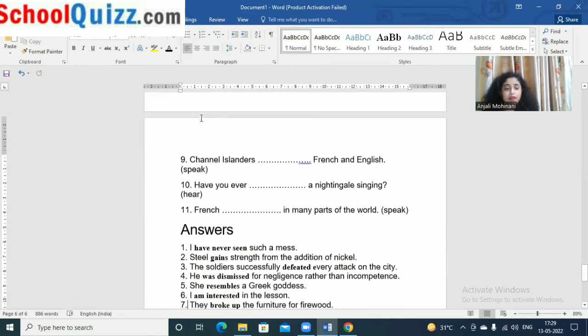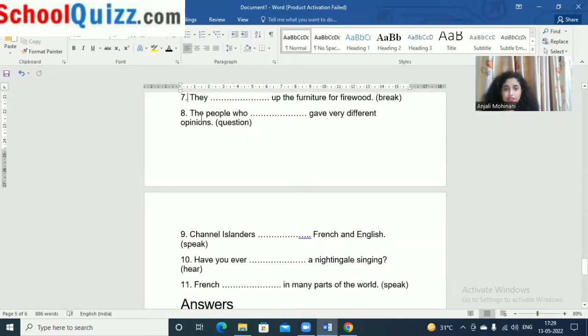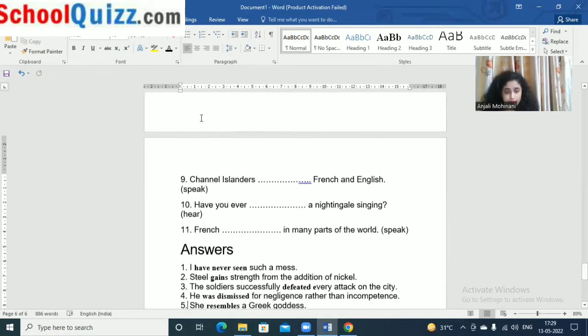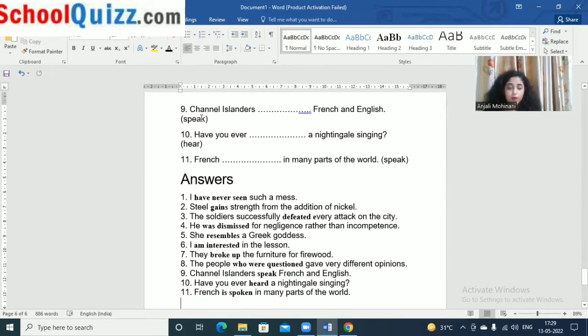Okay, now the next one: the people who were questioned gave very different opinions. Question is given over here. Were questioned, we added because seeing the tense, it will be past tense. But because it is plural, we will not include was, we will include were. Channel Islanders, now the verb given to us is speak. Channel Islanders speak French and English. Same, as it is simple present tense.